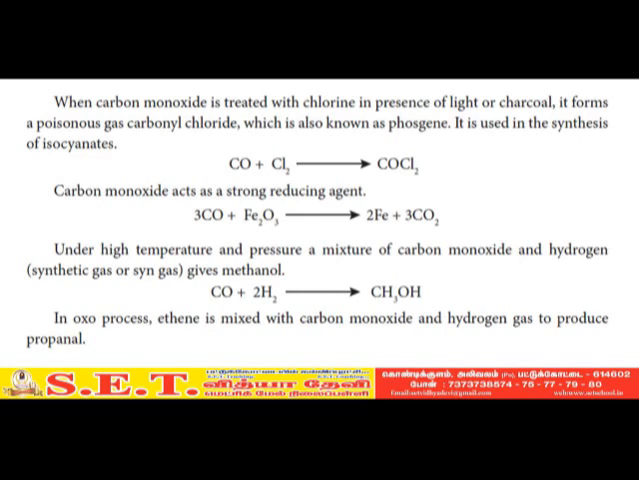Next, carbon monoxide acts as a reducing agent. When carbon monoxide is treated with ferric oxide, it removes the oxygen from the iron. So the metal alone is separated and CO2 is obtained as a byproduct.